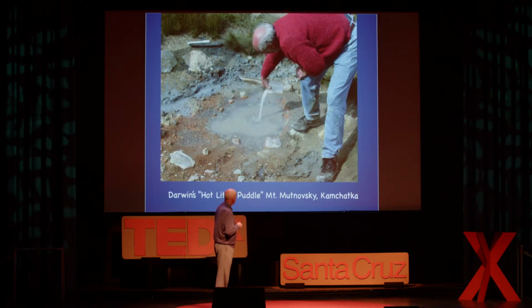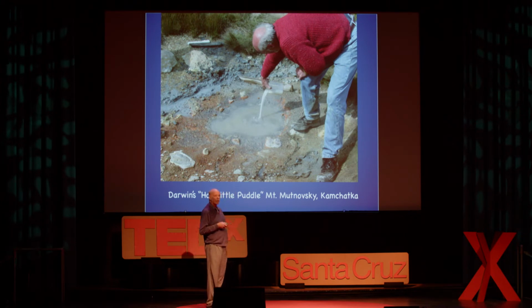And here I am on Mount Mutnovsky in southern Kamchatka. Kamchatka is basically in far eastern Russia. And this is about a day's drive from a little city called Petropavlovsk, the main city in Kamchatka. And I did kind of a silly experiment, but it taught me a lesson. The silly experiment was to find not a warm little pond, but what we call Darwin's hot little puddle.